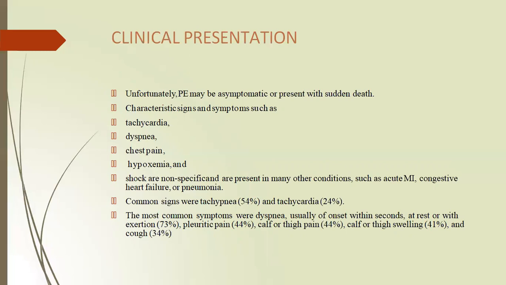Common signs were tachypnea, that is up to 54%, and tachycardia, that is up to 24%. The most common symptoms were dyspnea, usually of onset within seconds, at rest, or with exertion. Pleuritic pain, calf or thigh pain, calf or thigh swelling, and cough.